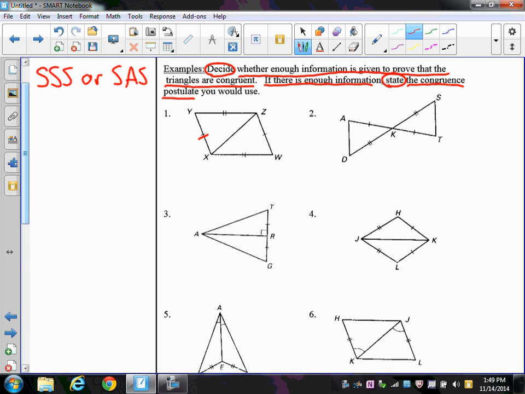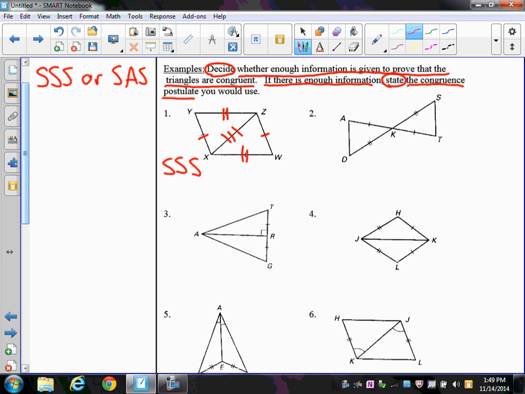Number one, we have one congruent side, two congruent sides, and for a common side, what I see a lot of students do is put 3 marks down. I like that thing that they do. So this is congruent by SSS. It says whether enough information is given. So yes, there is enough information, and we would use the SSS postulate.